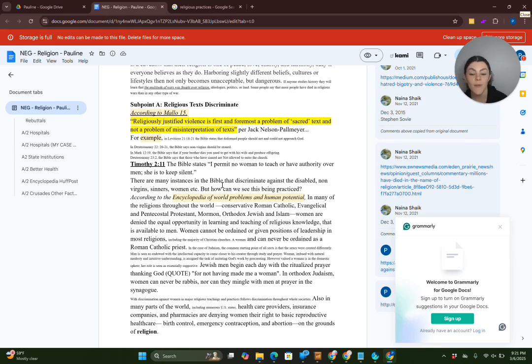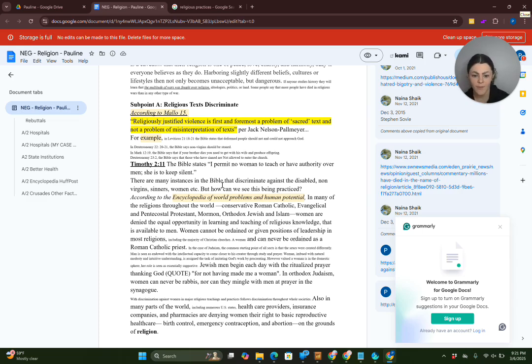For example, in 1 Timothy 2:11, the Bible states, "I permit no woman to teach or have authority over men. She is to keep silent." There are many instances in the Bible that discriminate against the disabled, non-virgins, sinners, women, etc. But how can we see this being practiced? According to the Encyclopedia of World Problems and Human Potential, in many of the religions throughout the world, conservative Roman Catholic, evangelical, Pentecostal, Protestant, Mormon, Orthodox, Jewish, and Islam, women are denied equal opportunity in learning and teaching of religious knowledge that is available to men.